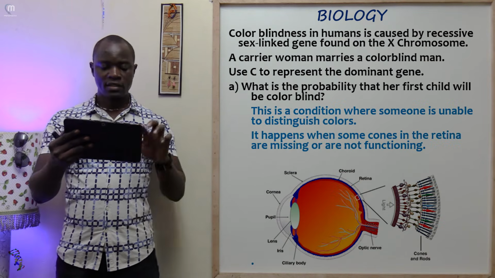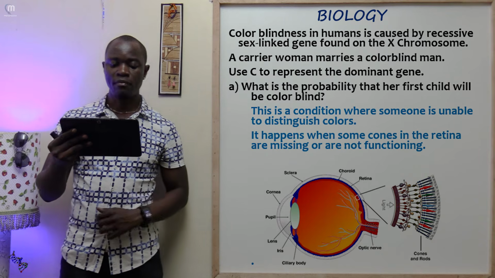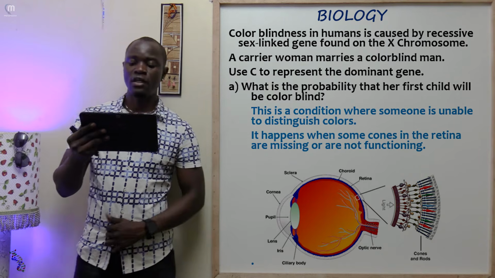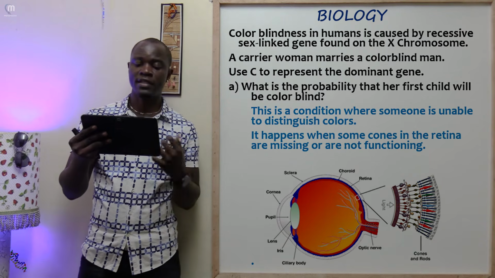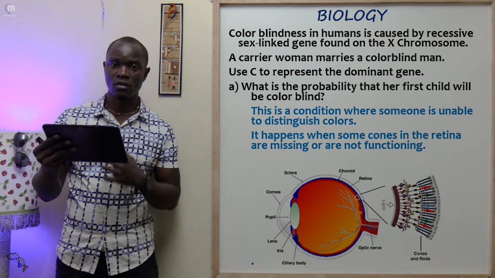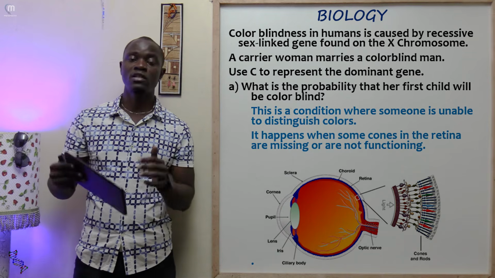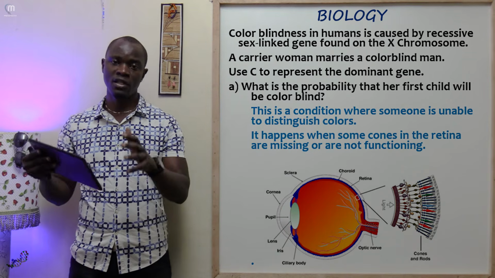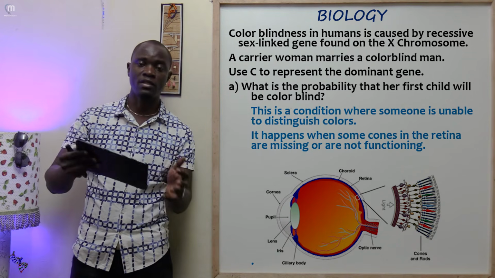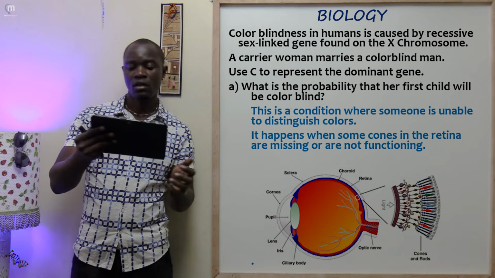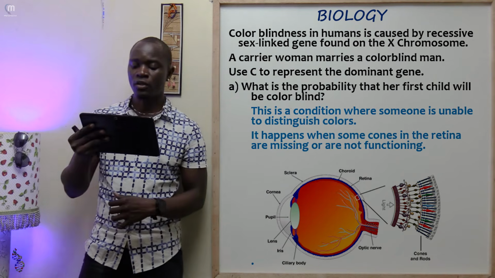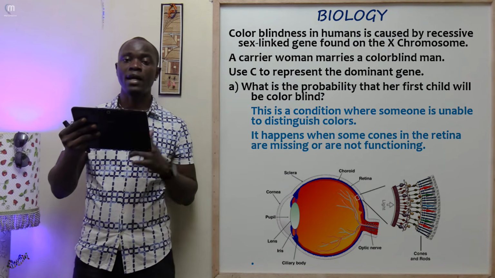So the question next is telling us that color blindness in humans is caused by a recessive sex-linked gene on the X chromosome. We had discussed why it is called a sex-linked gene: because when it is transmitted, it is transmitted together with the sex chromosomes. Then we are told that a carrier woman married a colorblind man.